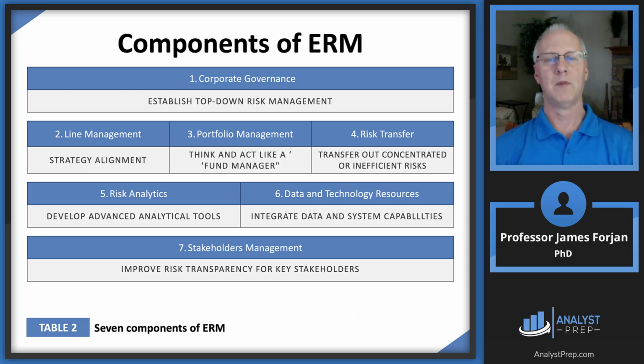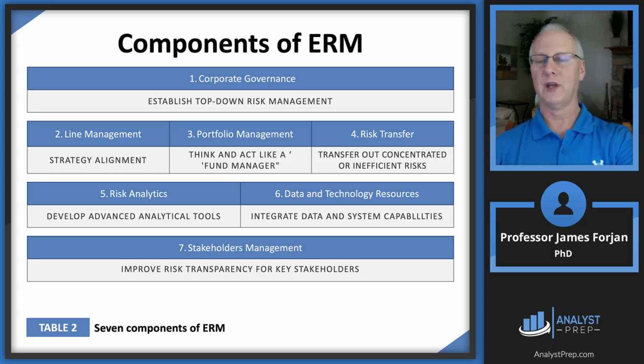All right, how about components of enterprise risk management? We start with corporate governance, which of course begins with the board of directors, and then top down, it flows down to the corporate executive team, and then that flows down to the line managers. Remember, a line manager is anybody who's in a supervisor capacity. That's kind of a general idea. And then portfolio management, that is the avoidance of the silo thought process. Think and act like a fund manager.